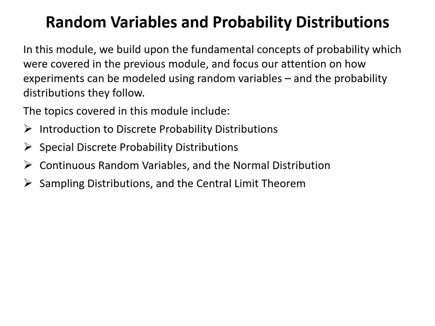In this module, we build upon the fundamental concepts of probability which were covered in the previous module and focus our attention on how experiments can be modeled using random variables and the probability distributions they follow. The topics covered in this module include Introduction to Discrete Probability Distributions, Special Discrete Probability Distributions, Continuous random variables, and in particular the normal distribution, and sampling distributions, including the very important central limit theorem.